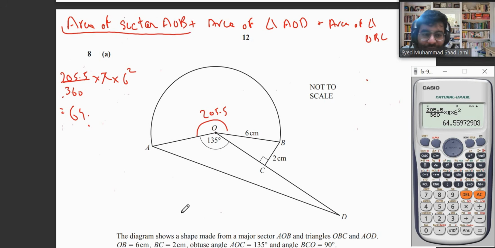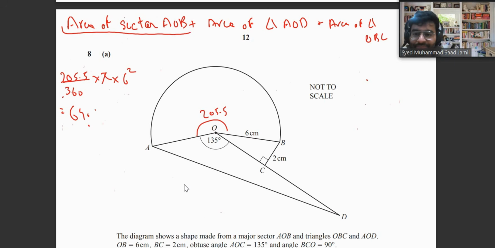So 64.559. Then we have the area of triangle AOD. For that we will use half AB sine C. Half multiplied by A was 6, half AB. This side was how much? It was under root 32, right? Yeah, so under root 32. Sorry, not under root 32. 2 under root 32.